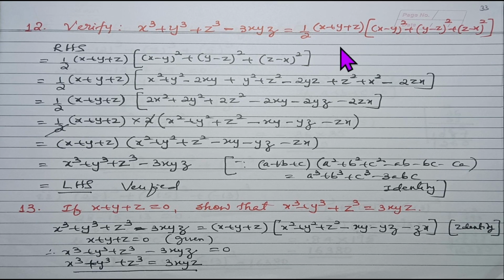Now coming to the next example, we have to verify that x cube plus y cube plus z cube minus 3xyz is equal to half times (x plus y plus z) in the bracket (x minus y) whole square plus (y minus z) whole square plus (z minus x) whole square. For verifying this, I will take the RHS and multiply.